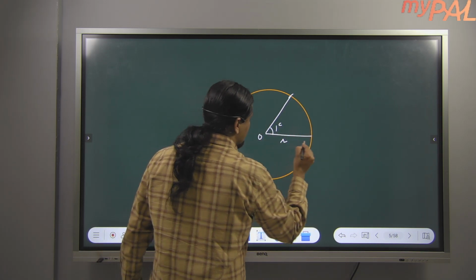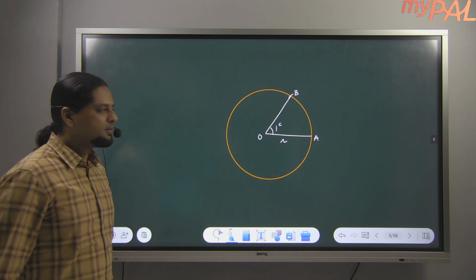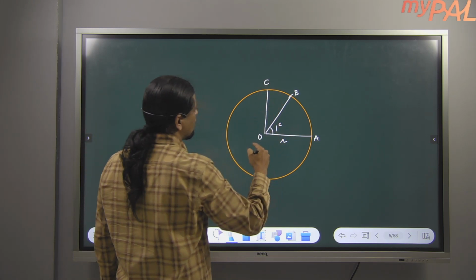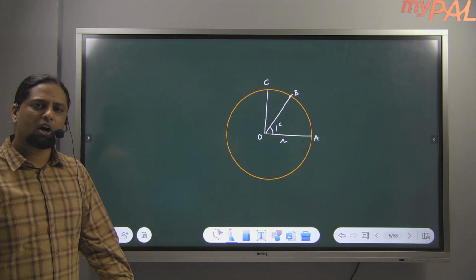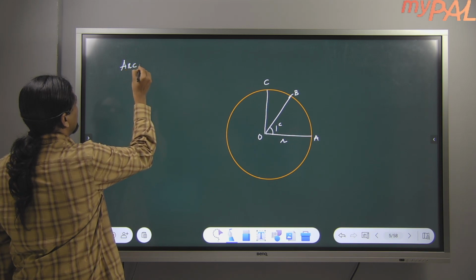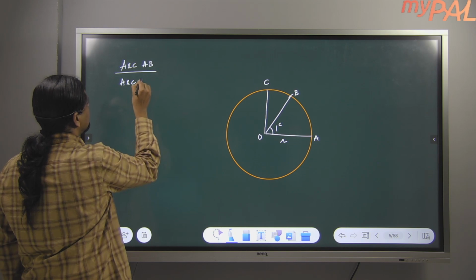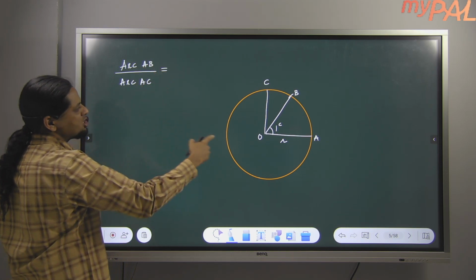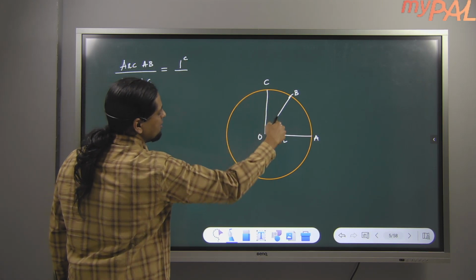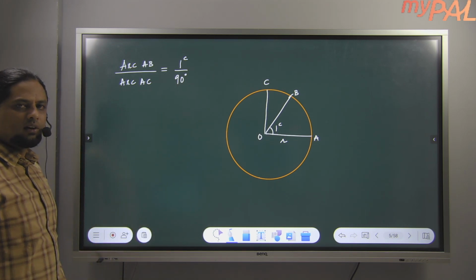I will call this sector OAB. Let me draw a perpendicular OC. OA is perpendicular to OC, so it is automatically 90 degrees. So I will use the previous concept. Arc AB divided by arc AC, they are proportional to the angles. How much angle does arc AB generate? 1 radian. How much angle does arc AC generate, in terms of degrees? 90 degrees. We clearly know.